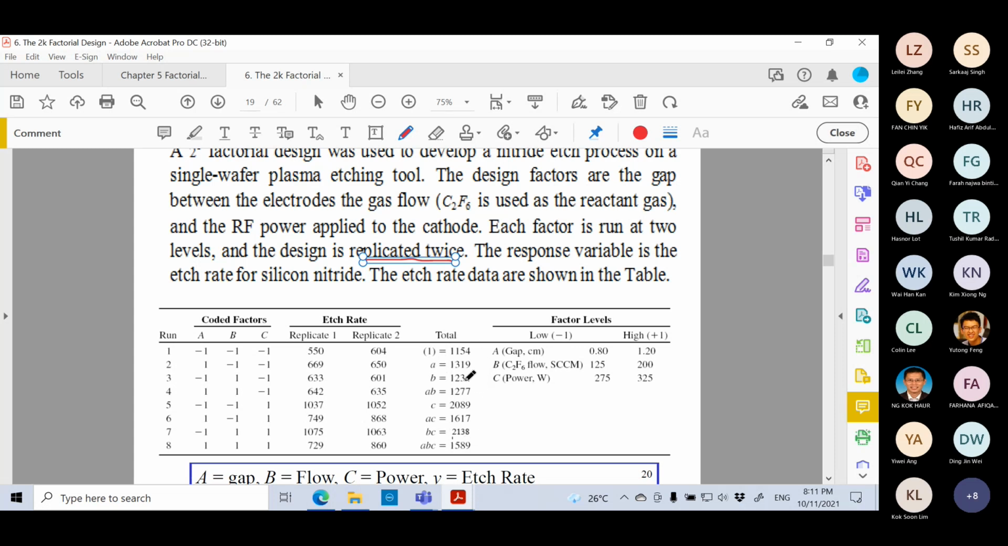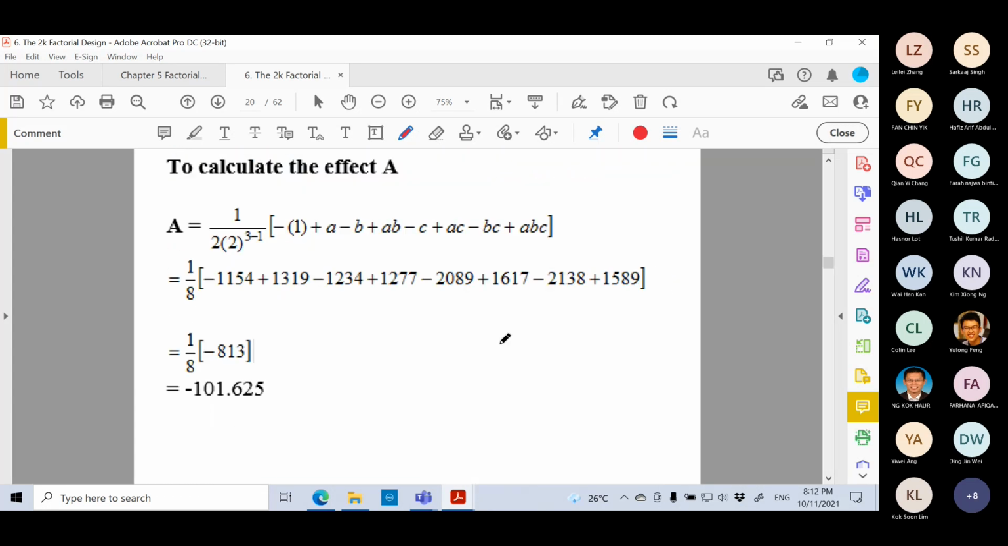Once you know your total, then of course you can calculate the contrast, and from the contrast you can calculate the sum of squares. Here I show you one example. If I am going to calculate the effect of A, the effect of A will equal the contrast divided by n times 2 to the power of k minus 1. In this case, n is equal to 2, and k is 3, so 2 to the power of 3 minus 1.